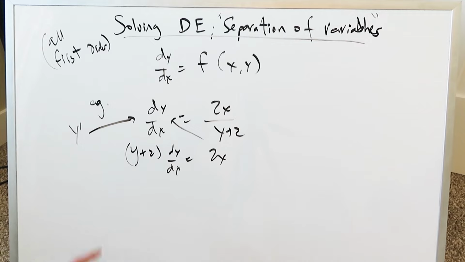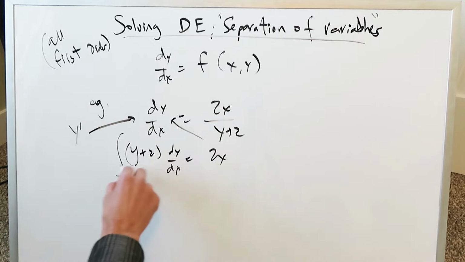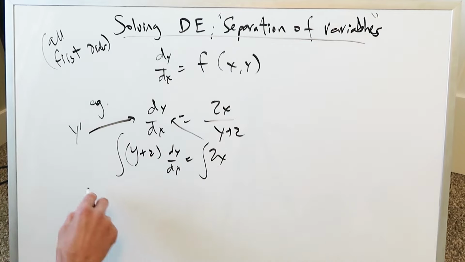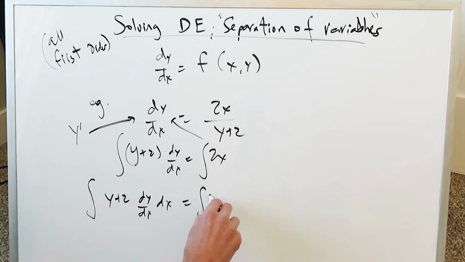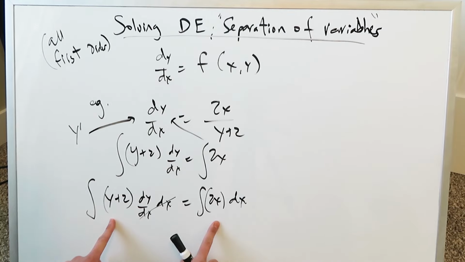What you can do is an integration procedure on both sides. You can integrate this, you can integrate this. And let me rewrite this out cleanly. Y plus 2, you have a dy over dx is equal to the integral of 2x dx. You see, we separated the variables and now we'll integrate those variables. These polynomial integrands are easy to do their antiderivatives.